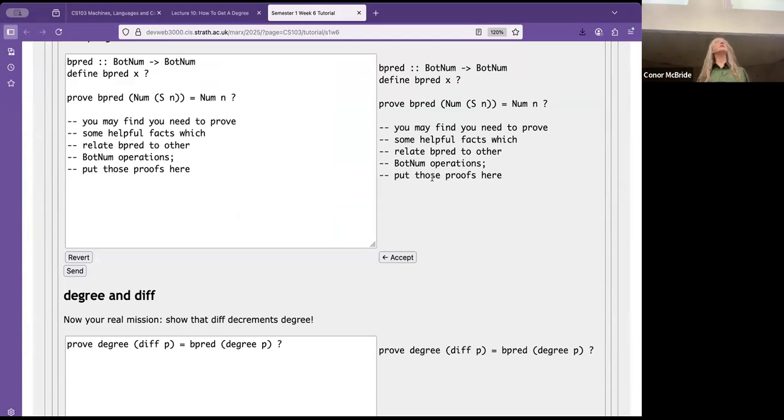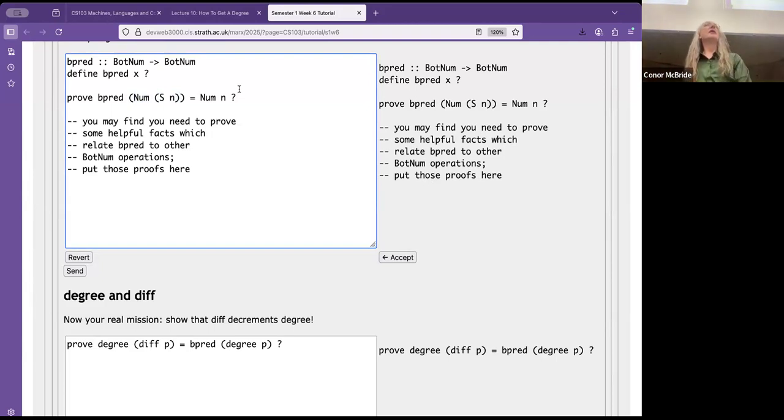One is to cook up, but the clue I'm going to give you is to do the homework backwards. So here I'm asking you to define bpred, and I'm telling you that the obvious easy cases of bpred are when there's a one to take away. So if we start with a number that is bigger than 0, we subtract 1 from the number, right?